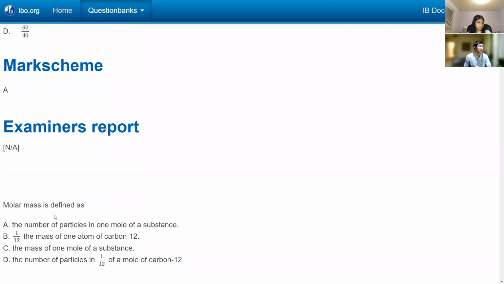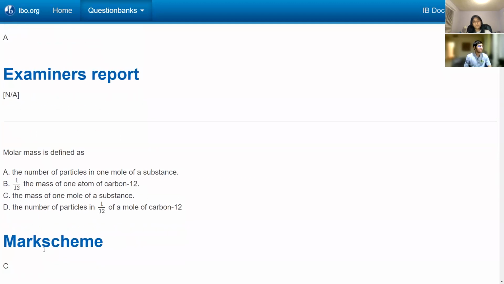Molar mass is... Oh, this is molar mass. It's not the mole. Molar mass. Is it C? I don't know. I think it's the mass of 1 mole. Yeah. Because that's what we say, right? The molar mass of oxygen is 16 grams per mole. It's like the mass of 1 mole. See, yeah.